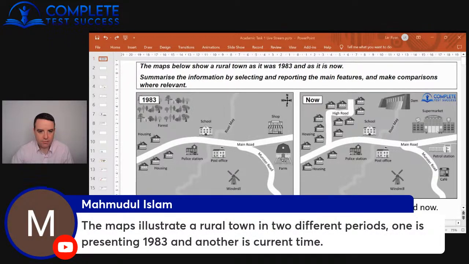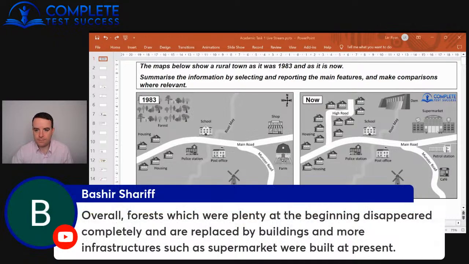The maps illustrate a rural town in 2 different periods. One is presenting 1983, and it wouldn't be another because you've told us 2 periods. So it's not another, it's the other, because you've already told us there are 2. And the other is the current time. We'll just say now. Now is more accurate.